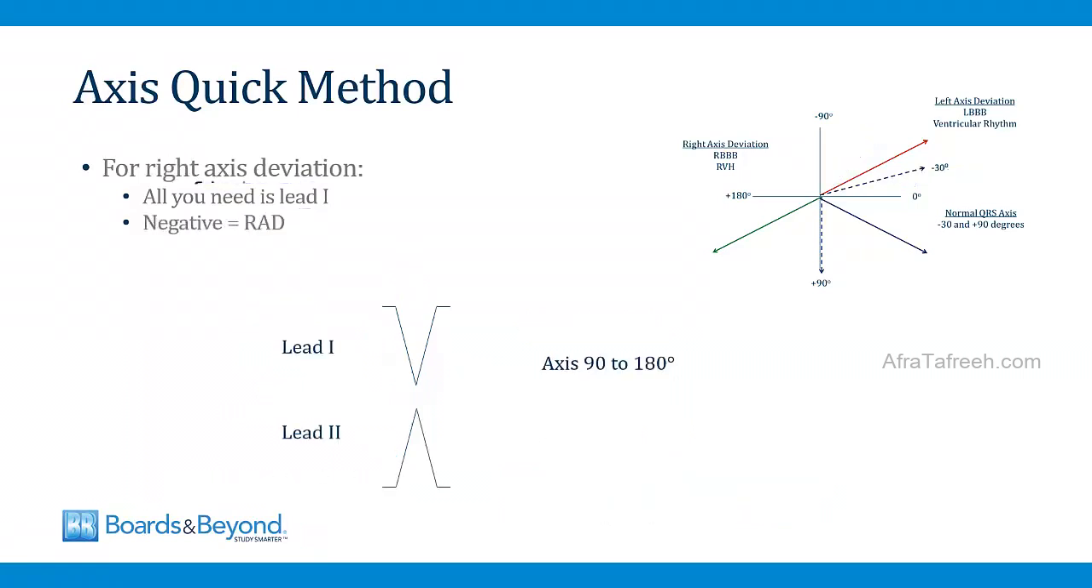For a right axis deviation, all you need to look at is lead 1. If lead 1 is negative, you have a right axis deviation. Lead 2 will still be positive like in the normal case. So remember that lead 2 pushes the vector downward like this, and then if lead 1 is negative, it means you're somewhere over here in this quadrant with right axis deviation.